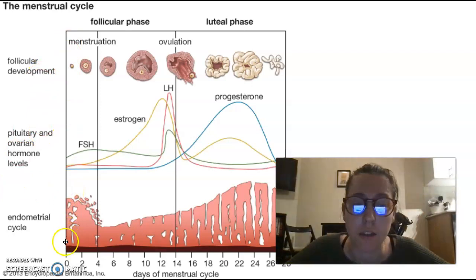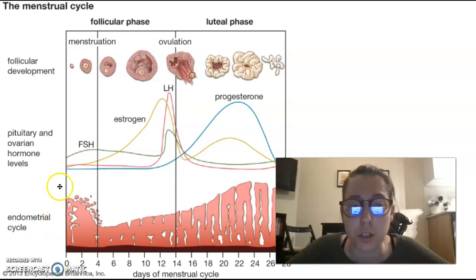On the first day of the cycle, menstruation starts. When menstruation starts, we see a release of FSH, or follicle stimulating hormone, that stimulates growth of the tertiary follicles in the ovary. As these follicles, as we can see them up here, grow, their cells are releasing hormones.